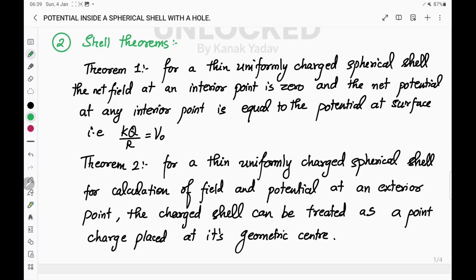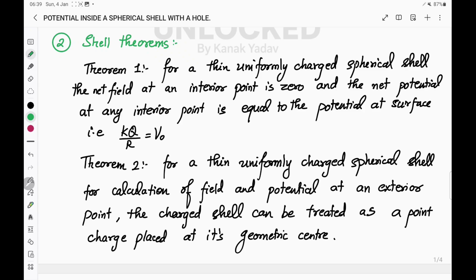At all those points, the net electric field is going to be 0, and the net electric potential at any interior point will be equal to the potential on the surface of the shell. So potential on the surface of the shell is kq by r, which in the question is given as V naught. So at any interior point, the potential will be equal to V naught, which is kq by r.